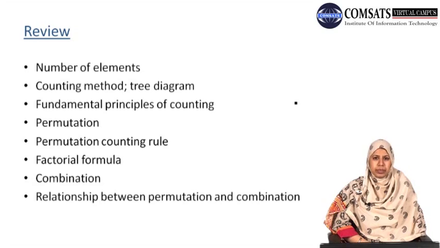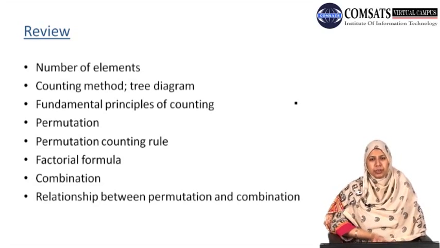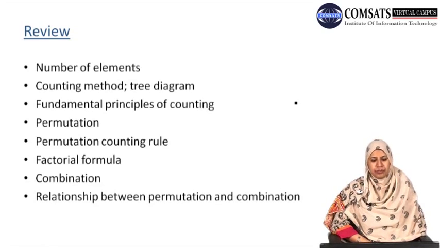Then we have studied the counting method, and we have seen the tree diagram, that how we can use our tree diagram to count the number of elements or the number of possible outcomes from a given set. Then we have seen the fundamental principle of counting, and using this concept we have defined the permutation, that is the number of possible outcomes when the arrangement or the order of a set of things matters. Then we have seen the permutation counting rule and the formula for the permutation using the factorial form.